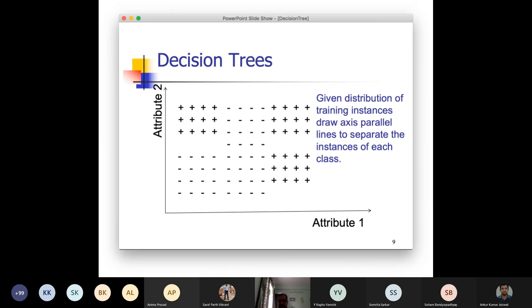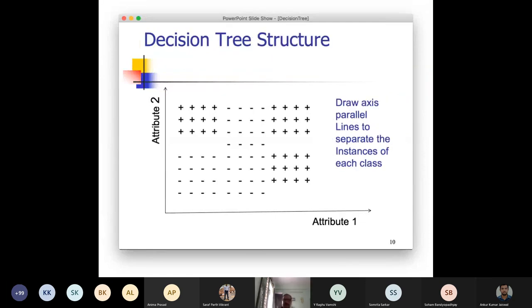Either the value is greater than this, then it should go to the next level of your tree hierarchy, like the next level of checking in one path, and if it is less, it will go to another path. So in this case, you have to draw axis parallel lines to separate the instances of each class. So you see that suppose I choose this particular axis parallel line, which effectively means I have chosen a value of attribute 1, or the x coordinate.